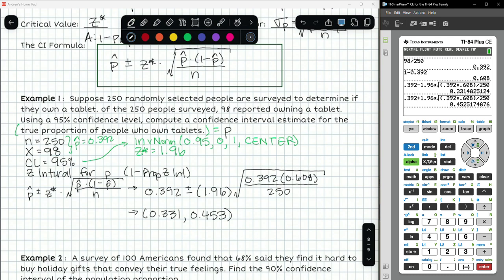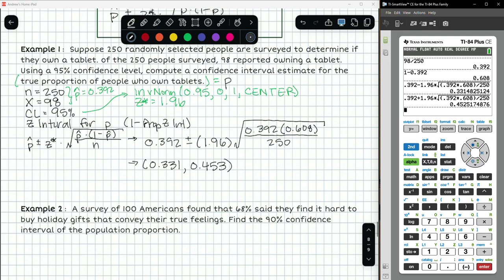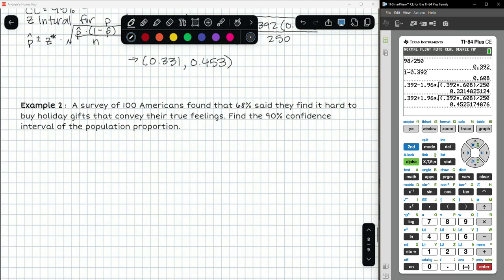All right, let's go ahead and try one more. So it says a survey of 100 Americans found that 68% said they find it hard to buy holiday gifts that convey their true feelings. Find the 90% confidence interval of the population proportion.